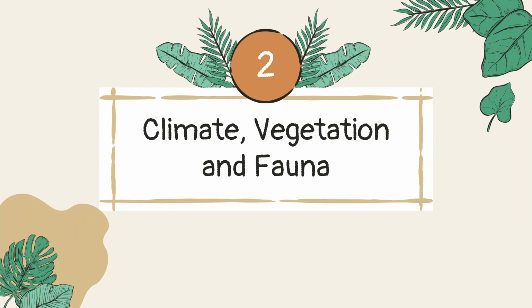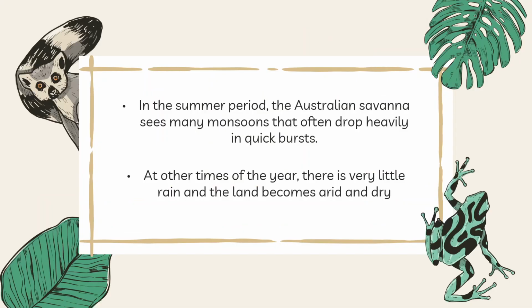And now we can talk about the climate, vegetation, and fauna of the tropical savanna in Australia. In the summer period, the Australian savanna sees many monsoons that often drop heavily in quick bursts. This is when the areas receive the most rain. At other times of the year, there is very little rain and the land becomes arid and dry. Despite the change in rainfall, regardless of the time of year, it is pretty much hot all the time. The desert landscape regularly reaches over 50 degrees and barely drops below 30.